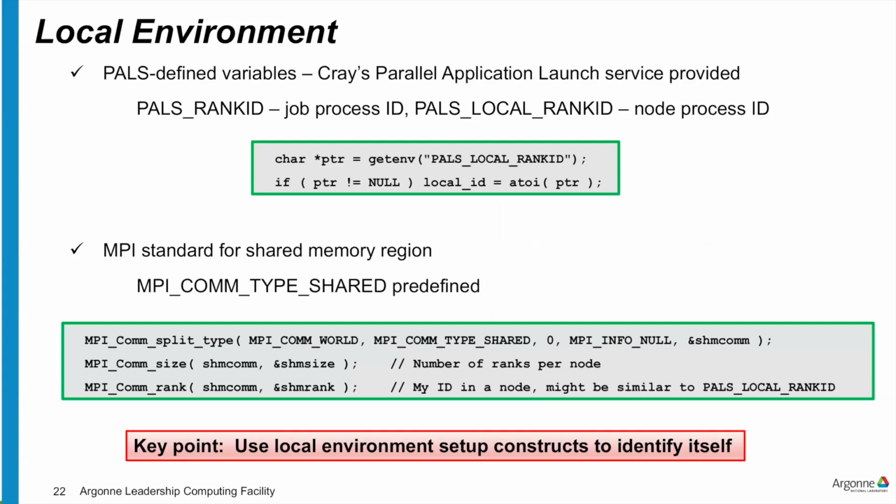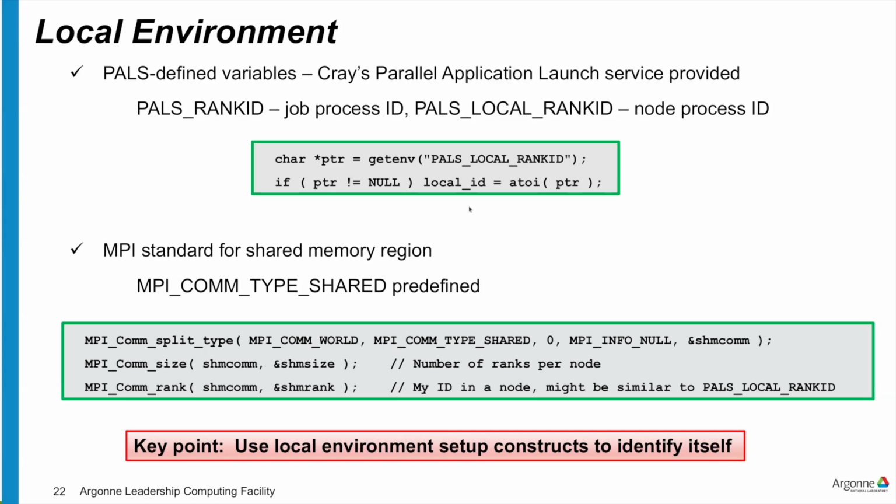There are several variables that the Cray parallel application launch service is identifying during the launch of a job. All the variables that Cray launcher is making have predefined as PALS_ prefix. So the PALS_RANKID gives you the job process ID if you need so. The PALS_LOCAL_RANKID gives you, sorry, not job process, the process ID. And then PALS_LOCAL_RANKID gives you the node process ID.